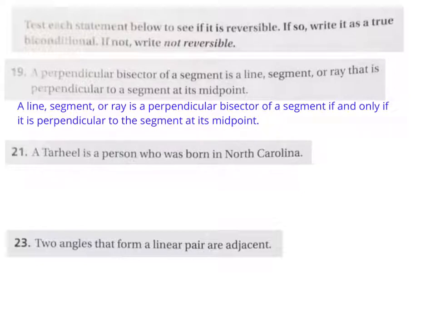So both the conditional and its converse are true. If a person is a Tar Heel, then they were born in North Carolina, true. If a person was born in North Carolina, then they are a Tar Heel, true. So we can say a person is a Tar Heel.